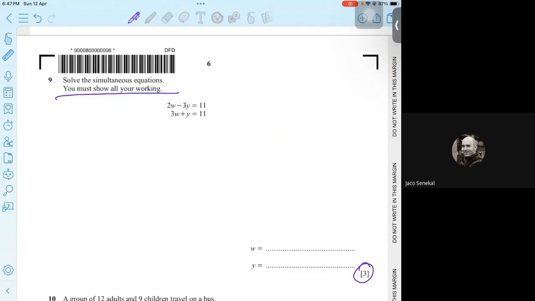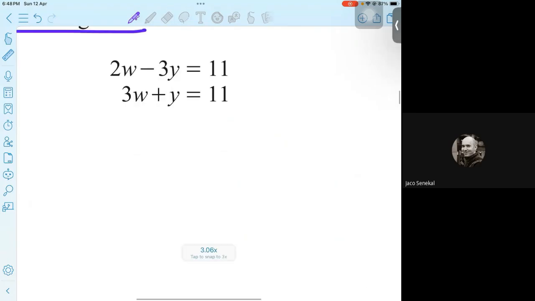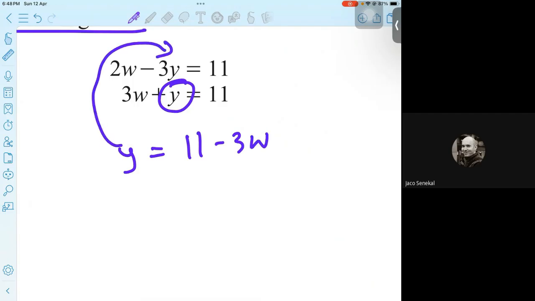We know 2 methods. One of those is elimination. The other one is substitution. The other one is the graphical method. Okay, the graphical method is the most complicated one. We don't have to work into that. The substitution is also doable in this because I can easily see that I can make this the subject. So y is equal to 11 minus 3w. And then I plug this into here and I solve the equation.